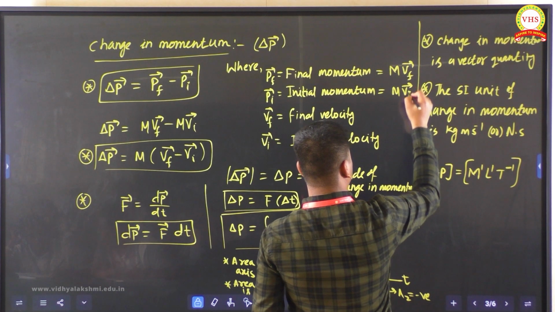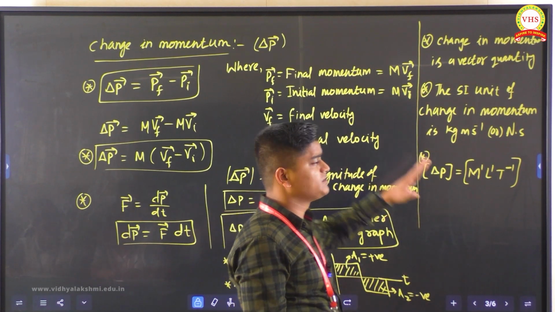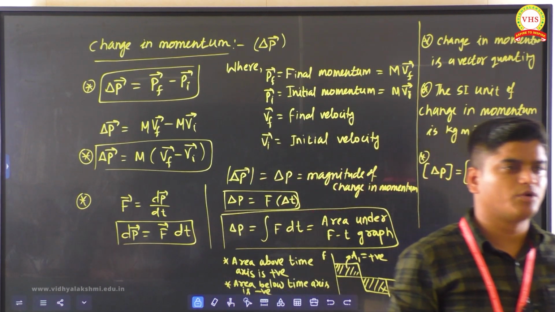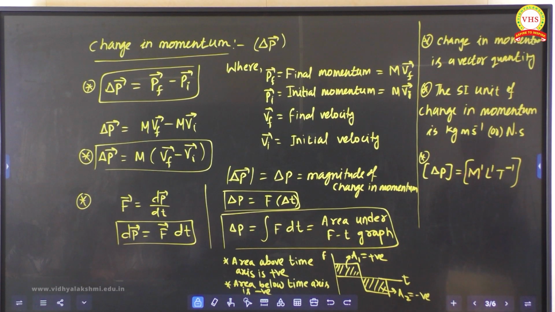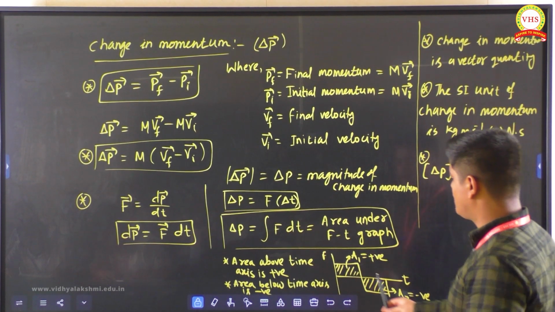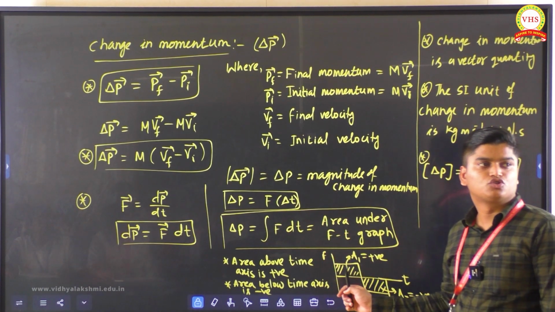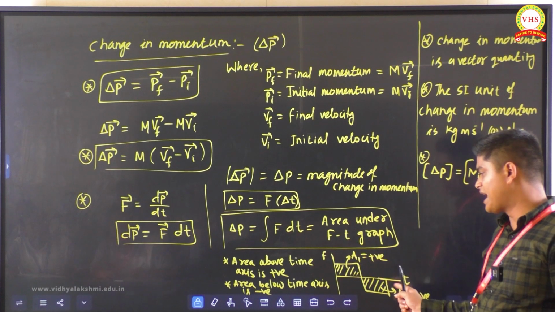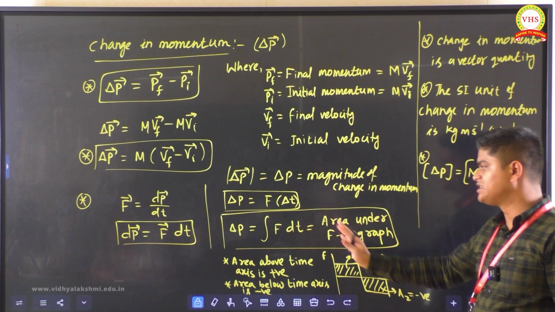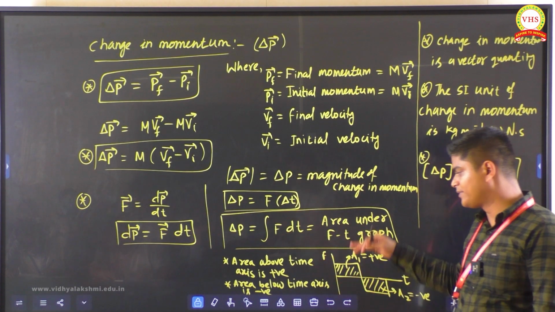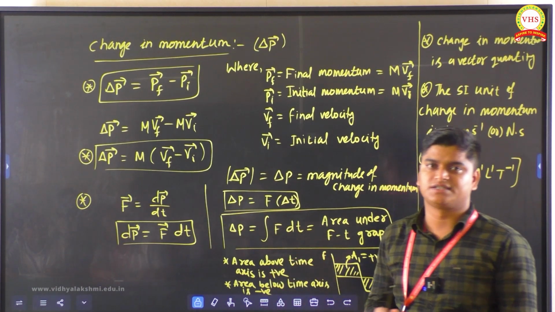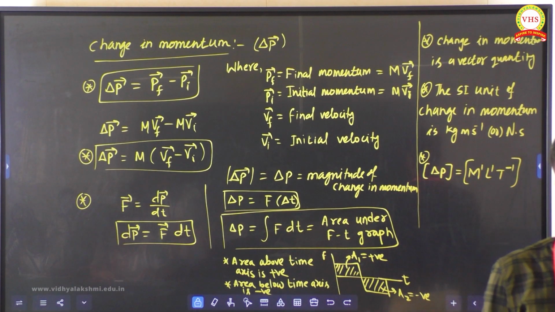Now listen here. Basic idea about change in momentum: we'll try to find change in momentum for different situations. Area under the force and time graph, with F taken on the y-axis and T taken on the x-axis, gives you the change in momentum. Area above the time axis is positive, area below the time axis is negative. Clear? Remember that.